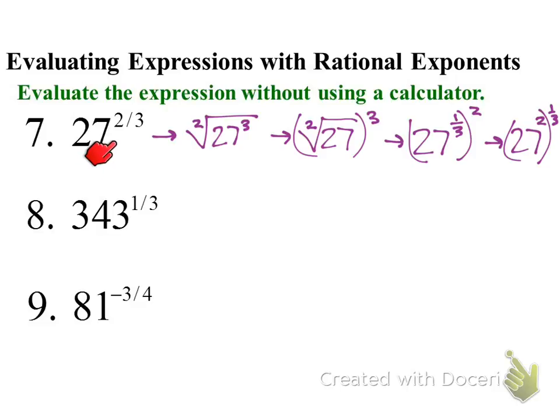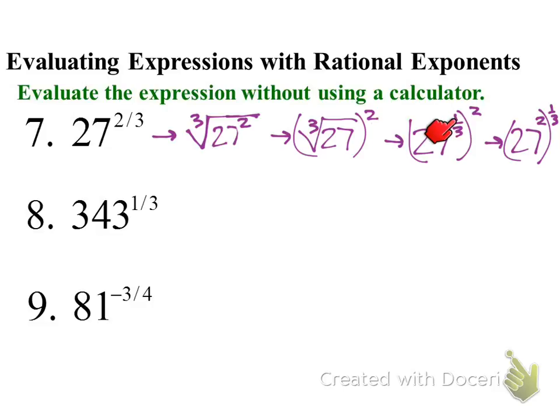Oh, man, nobody stopped me. The 2 is the power. The 2 should always be the power. The denominator is supposed to be the index. Hold on. Now we're good. So my index needed to be 3. My power needed to stay 2 every single time.